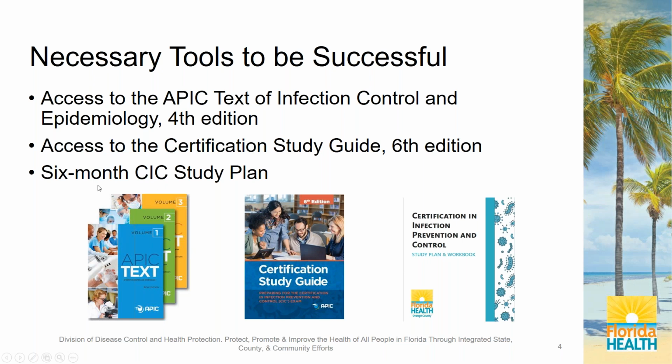So the first thing would be your APIC text, and these are volumes 1, 2, and 3. You're able to purchase it online. I believe they did run out of the hard copies. They did have them on sale for quite some time, but I believe that they did run out of the hard copies. So you can still get it online.